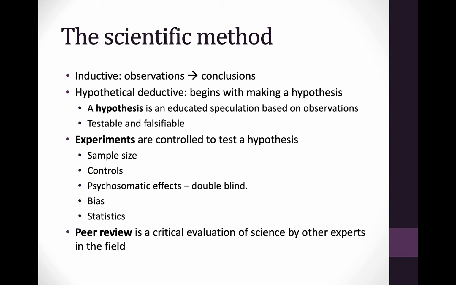So if I look at people who smoke and people who don't smoke, I can make a hypothesis that people who smoke are more likely to die of lung cancer. This is something that is testable. I can create an experiment, whether that's ethical or not, to put smokers against non-smokers. And it's also falsifiable. Falsifiable means I can prove it wrong.